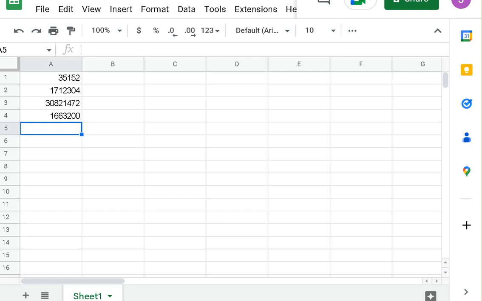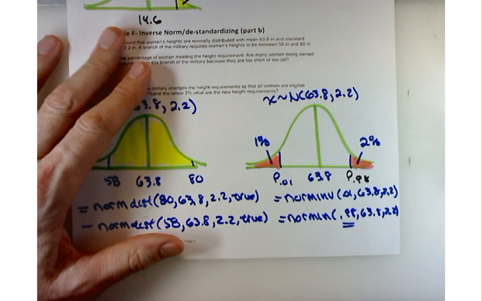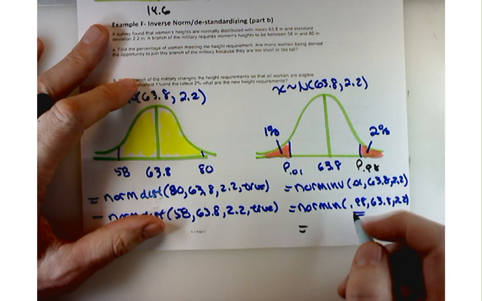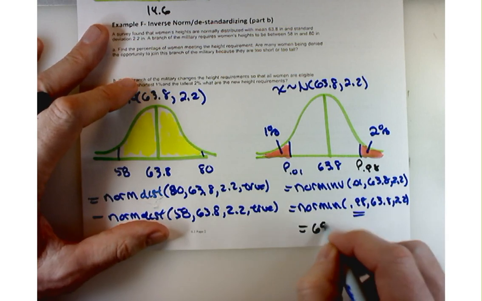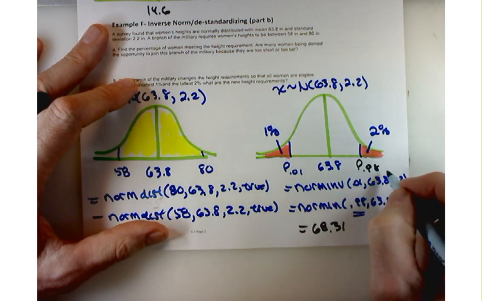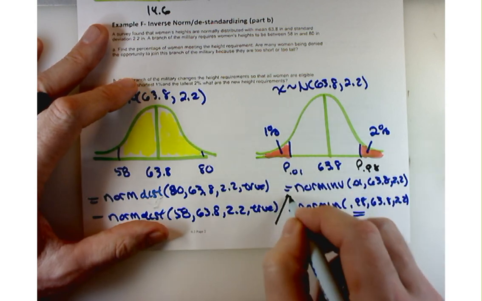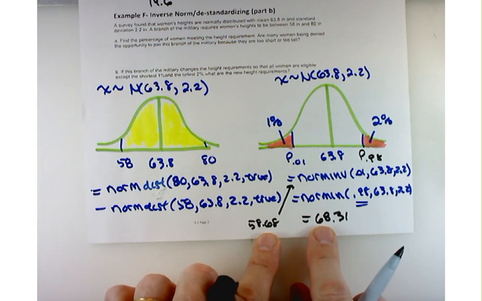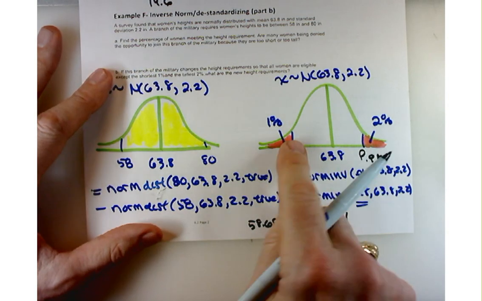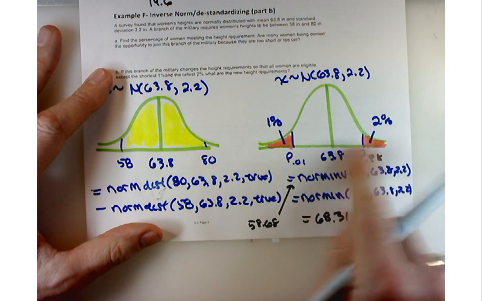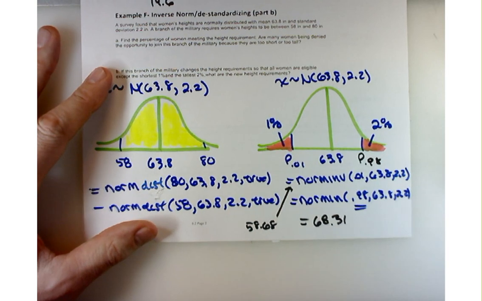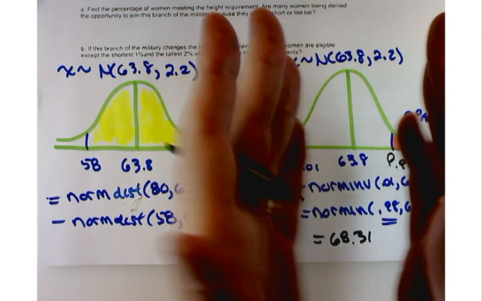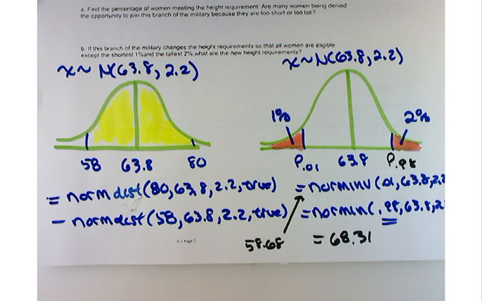So the new height requirements, and I should probably write down the numbers here. Someone want to give those to me? What was it? 68.31. 68.31, and 0.01 is 58.68. So that one's 58.68. So these height requirements would restrict the bottom 1% of heights and the top 2% of heights from entering that branch of the military service. That's what it would do. It says, okay, our cutoff is going to be these people in between.